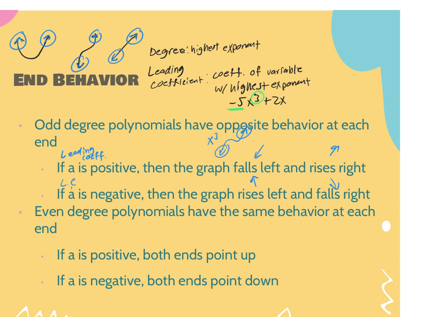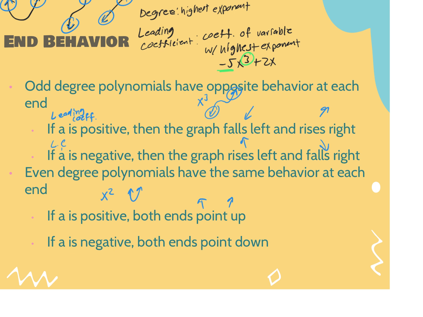Now with any even degree polynomials, for example, a quadratic, so an x squared, it's going to look something like that. And notice that both ends, as you go to the left and right, are going to go up. And if a, your leading coefficient, is negative, both ends are going to go down.